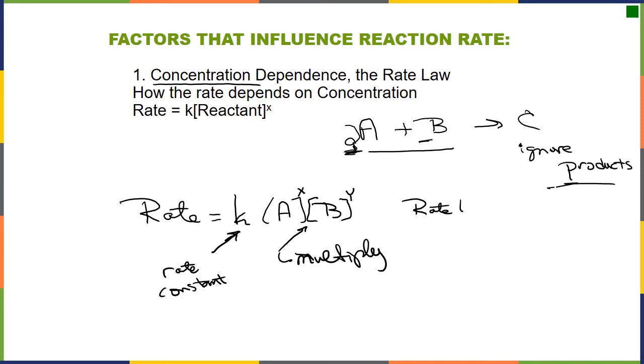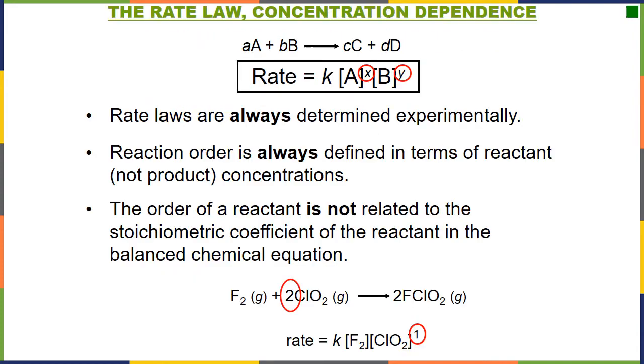When you're ever asked for a rate law, it means you're going to write that the rate is equal to k. You're going to take the concentrations of the reactants, multiply them together, and they're going to be raised to some power, which you have to find experimentally. So these are always determined experimentally. For any reaction, if we have two reactants, the rate is k times the concentration of A to the x and B to the y. We're going to ignore the product consistently and only look at it in terms of reactants. And unfortunately, again, this number is not related to this number. So the x and the y have to be determined experimentally.